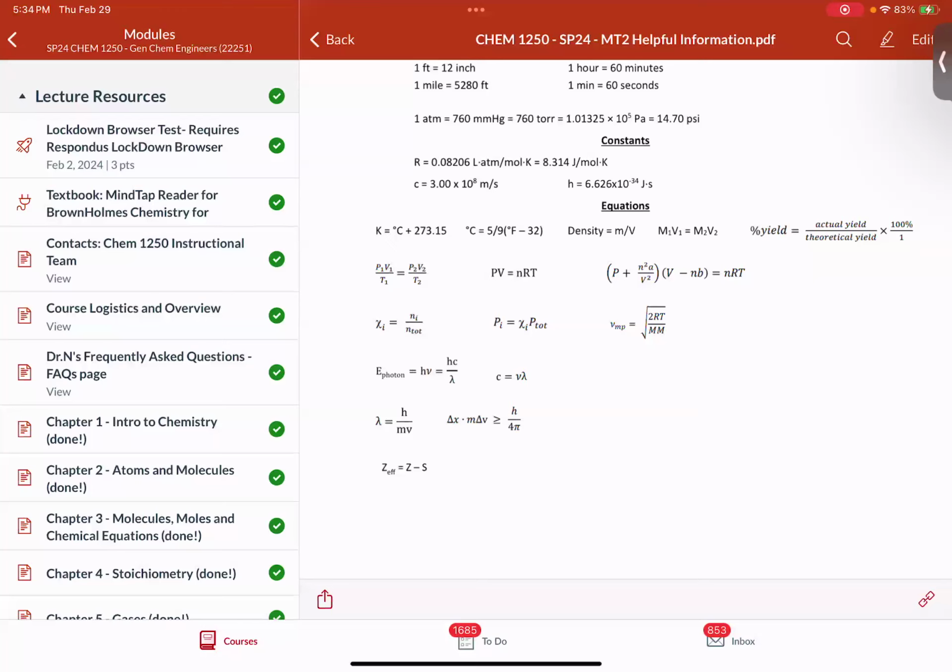I would memorize Avogadro's number. That was from midterm 1, but that's still an important concept in chapter 5. Do you remember Avogadro's number? Yep, 6.022 times 10 to the 23.